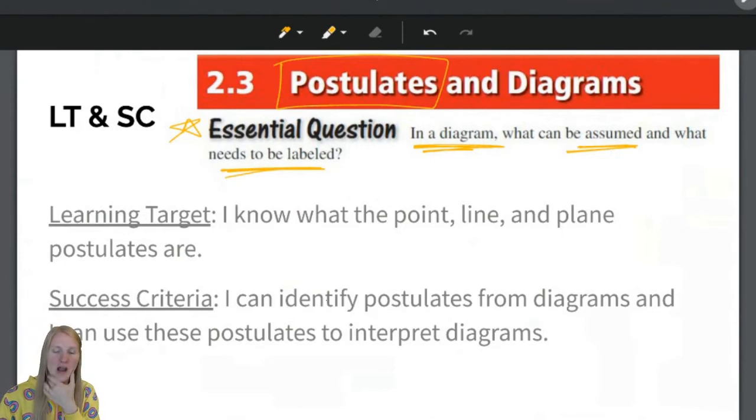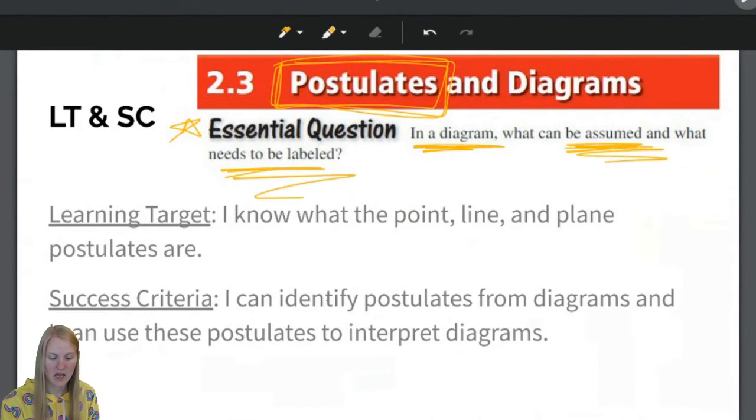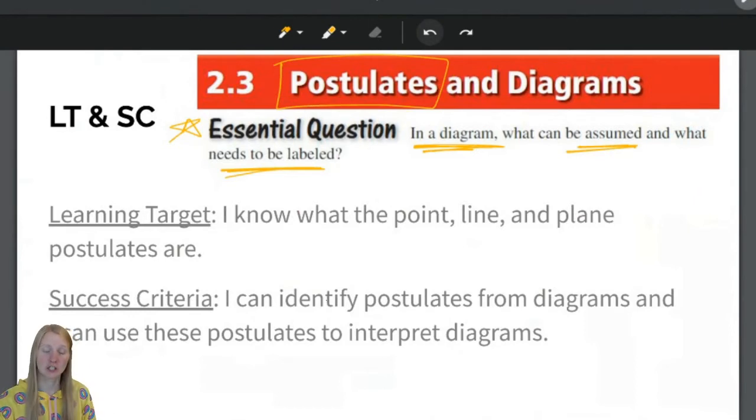But for now, we're going to look at a lot of postulates. In 2.3, we're going to look at a lot of postulates, and then those postulates are going to help us decide what we can assume and what needs to be labeled. So, our learning target for today is that you know what the point, line, and plane postulates are. There are many of them.